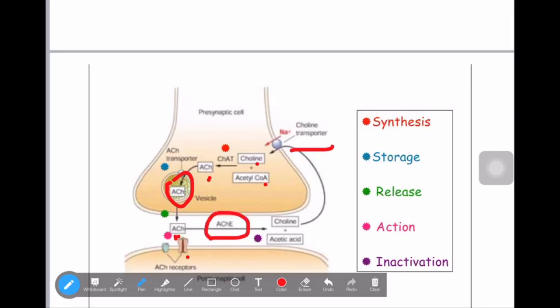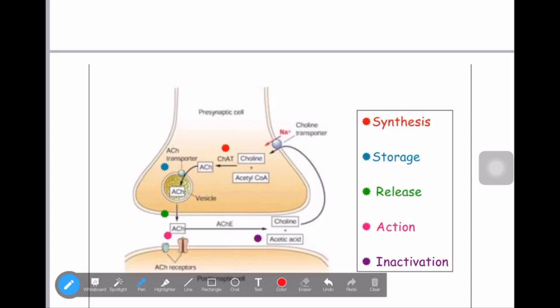That is acetylcholine esterase. It is an enzyme which breaks acetylcholine into choline and acetic acid. Okay, choline and acetic acid. This choline will go back for the recycling process to form acetylcholine. Okay, so this acetylcholine esterase, don't get confused with this one. This is choline acetyl transferase, which converts choline and acetyl CoA into acetylcholine. So don't get confused between this and this.